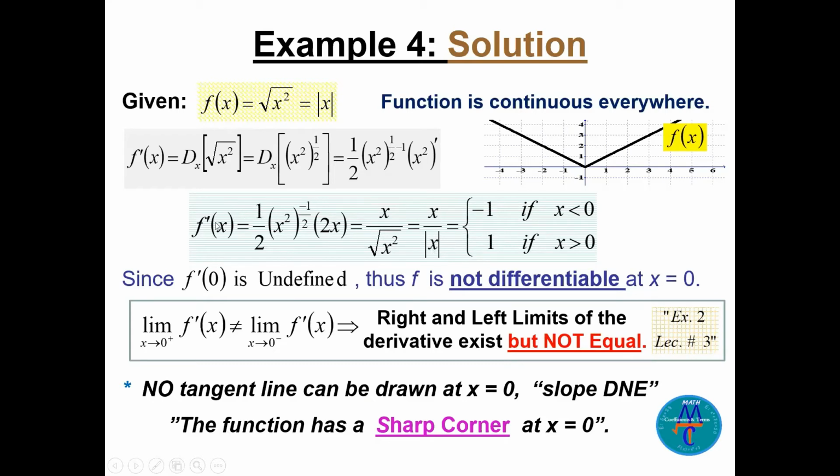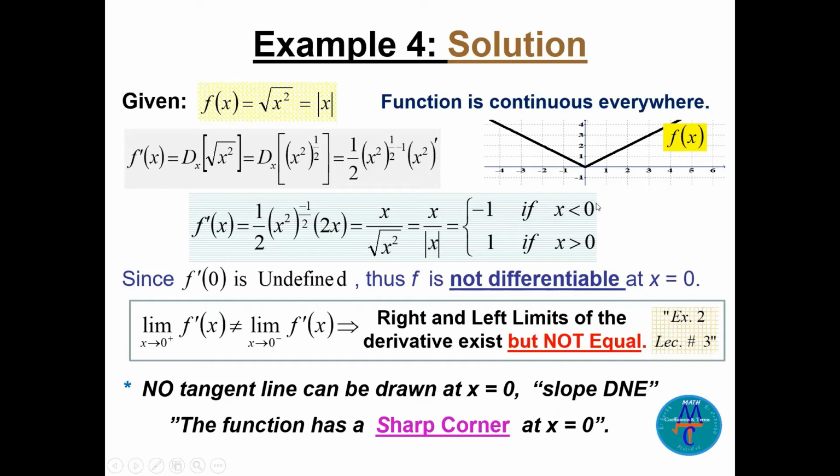This is f prime, remember. All this is the derivative of the function. The derivative now is another function. If x is positive, then the absolute value will be only x. So the function becomes 1 if x is positive, and minus 1 if x is negative. This is f prime, remember. So f prime at 0 is undefined because we cannot divide here by 0. So the function is not differentiable at 0.